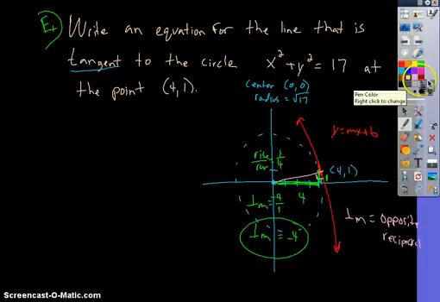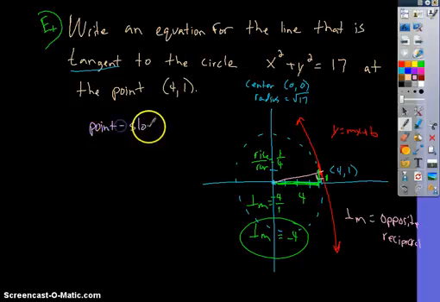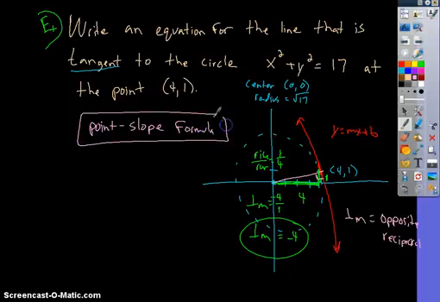So let's use this formula. This formula is called the point slope formula. It's an awesome formula because all you need is a point and a slope. You can write the equation for a line. The formula is y subtract y1 equals m times x subtract x1.